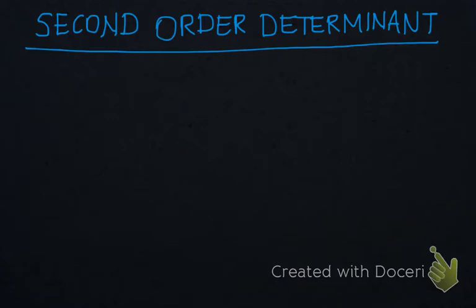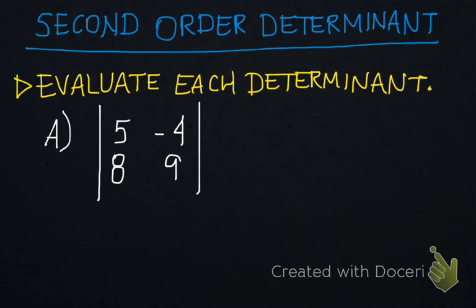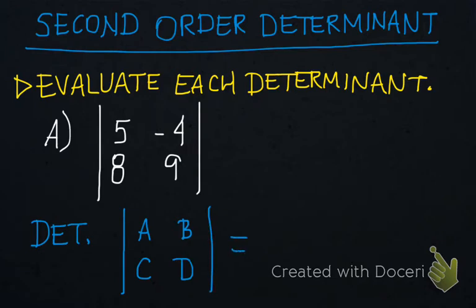So here's how we're going to solve a second order determinant. We're going to evaluate a determinant of A. So we have 5, -4, 8, and 9. All we do when we're evaluating a determinant is simply this. We'll abbreviate determinant with DET, okay? And then we relabel our values A, B, C, and D. So all we'll do is represent our corresponding values with our corresponding letters.